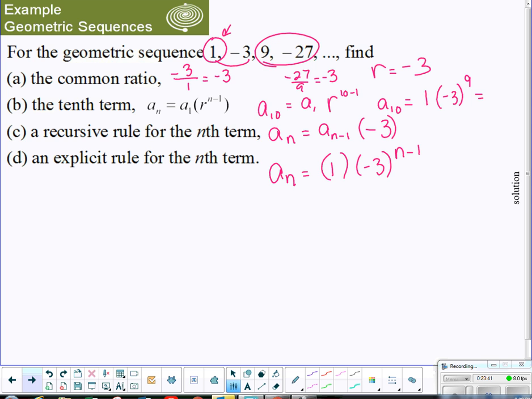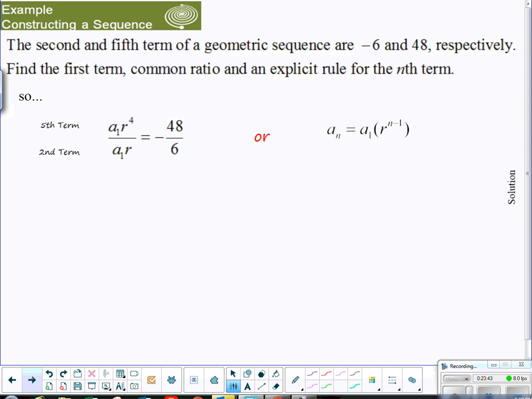All right. The last thing we have is an example here. They gave us the 2nd and the 5th term of the geometric sequence, known as -6 and 48 respectively. Find, that's a keyword, find the first term, the common ratio, and the explicit rule. So, I know this video is getting a little long, so let's kind of get to it.